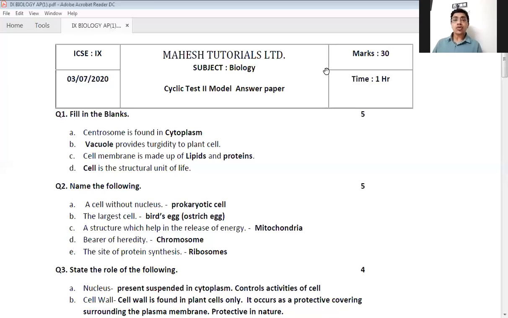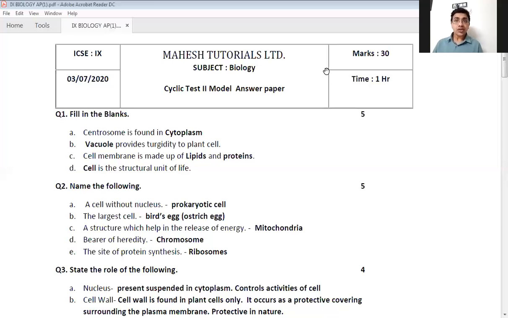Now let's go to the second question, and that is name the following, which is again for 5 marks. Here there are 5 questions. So here it's 1 mark each. You're supposed to write the name of each of the following questions. Let's start with the first one.